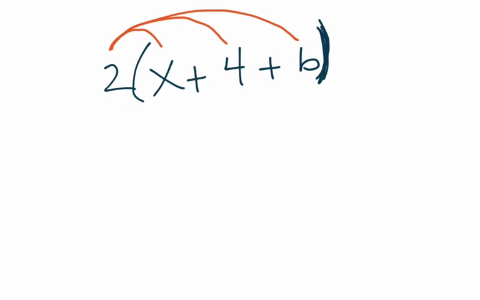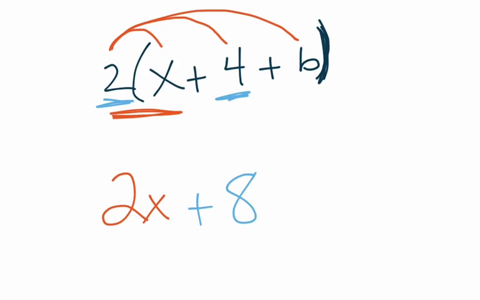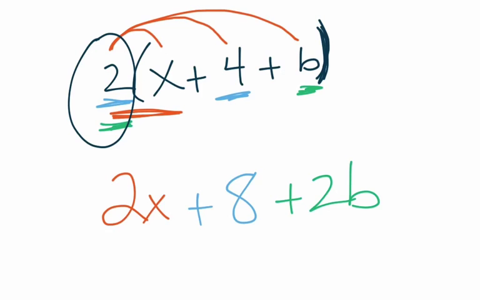So we're taking 2 times x, which is 2x. Then we're going to take 2 times 4, which is 8. Then we're going to take 2 times b, which is 2b. And that's it. That is the distributive property. Anything out front, which is this 2, gets multiplied by anything inside of the parentheses. Not added, not subtracted, just multiplied.